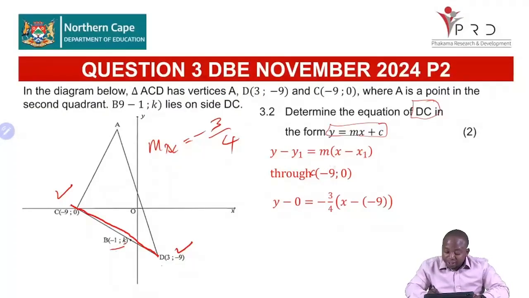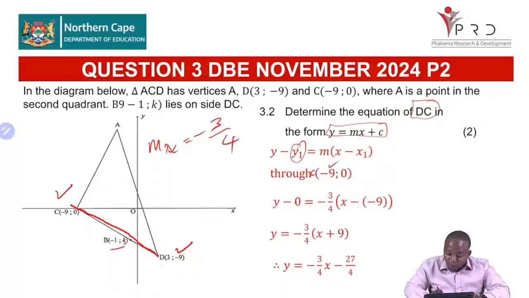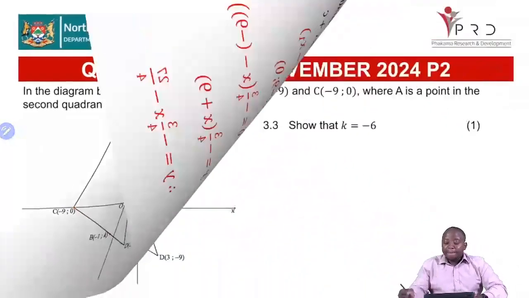So when I substitute the coordinates of C, y1 is equal to 0, so where there's y1, I'll place in my 0. It's y minus y1, which is 0, equals m. Our MDC we found in 3.1 was negative 3 over 4 into x minus x1. This is the x value of C, which is negative 9. And y minus 0 is just y, equals negative 3 over 4 into x plus 9, since negative multiplied by negative gives positive. Then when we simplify, we get our equation as y equals negative 3 over 4 x minus 27 over 4. Right, let's proceed.